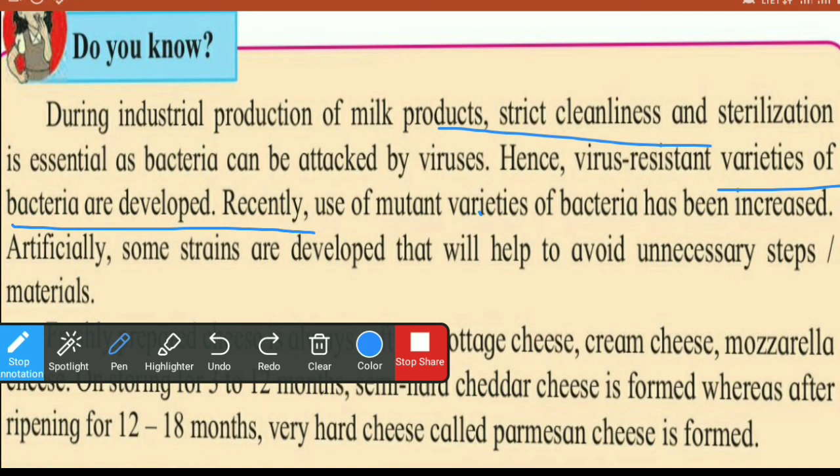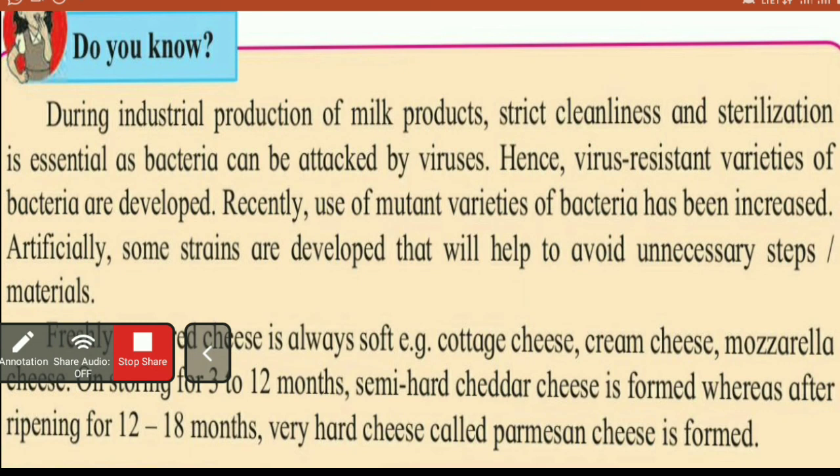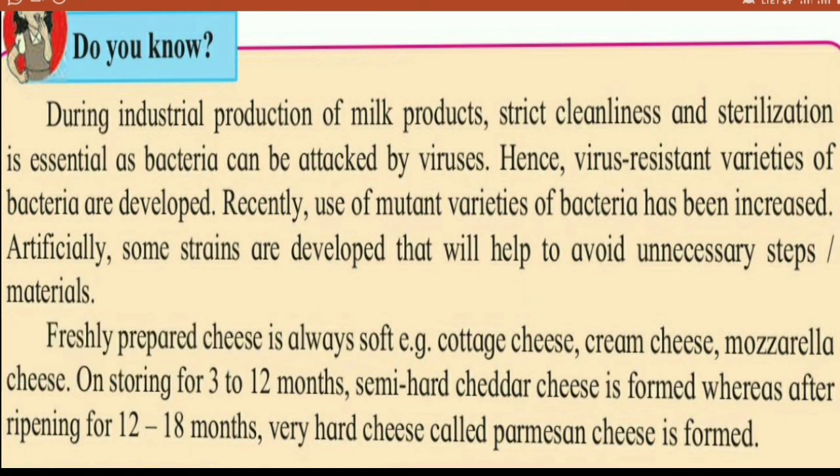There are many bacteria used for the production of certain types of products from milk. Those bacteria can be attacked by certain viruses, and they can resist, right? So to avoid that, we take certain cleanliness and sterilization processes. Artificially, some strains are developed that will help to avoid unnecessary steps and materials.